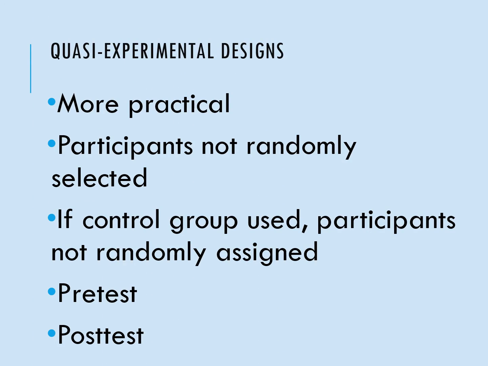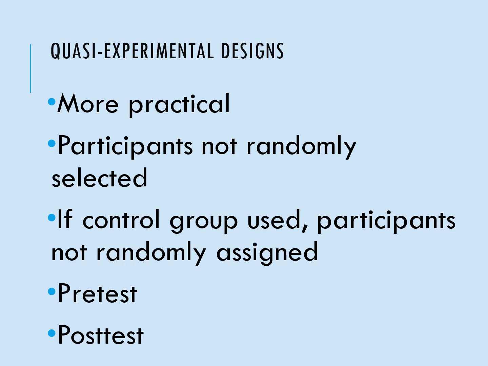A quasi-experimental design is a little bit more common. So here we have participants that are not necessarily randomly selected. So you're going to look at purposive sampling in some manner. If there is a control group that is used, participants are not randomly assigned. So you're often looking at purposive sampling, and then they're all going to be within the experimental group. But there is a pretest and a post-test after an intervention or a program.